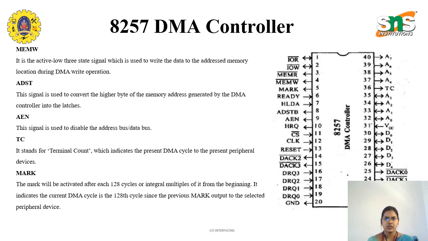Next we are going to discuss ADSTB. This signal is used to strobe the higher byte of the memory address generated by the DMA controller into the latches. And AEN, as we know, is address enable. This signal is used to disable the address bus or the data bus. TC stands for terminal count. This is used to represent the end of the DMA cycle to the peripheral device.